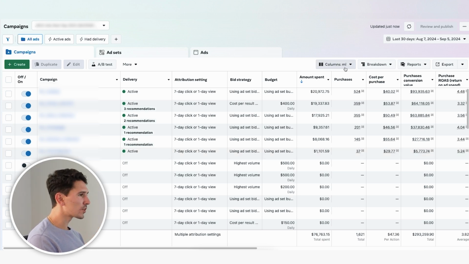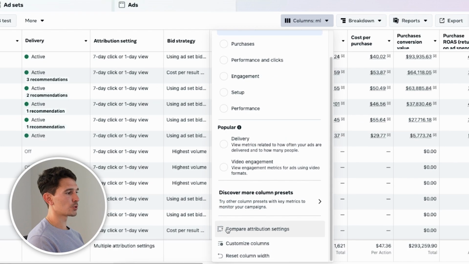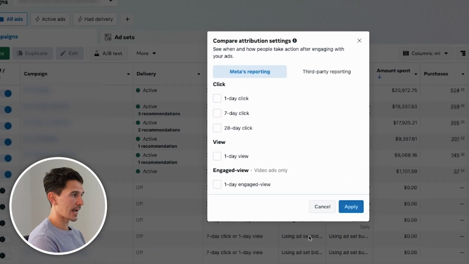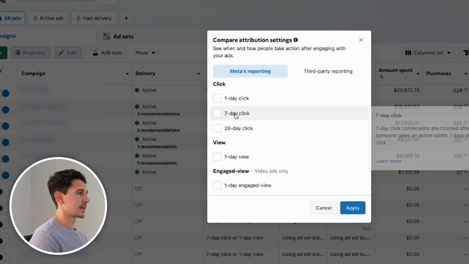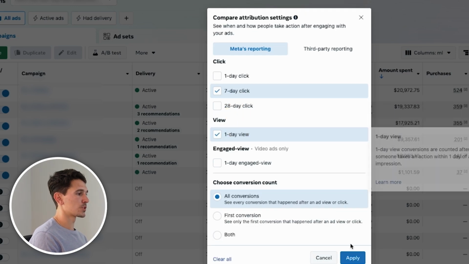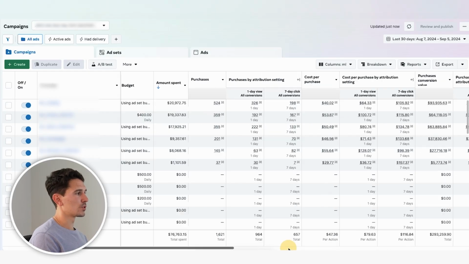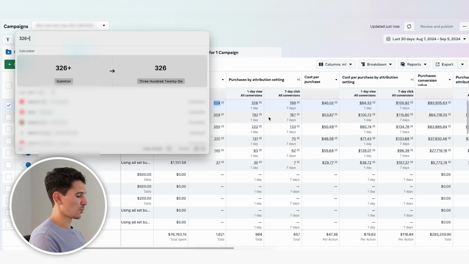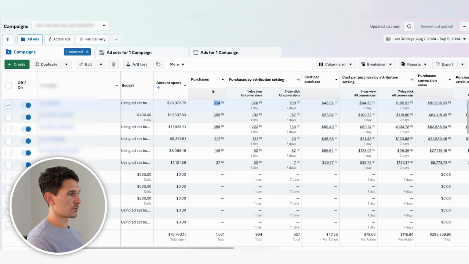What we always want to do, click on our columns and we're going to scroll down to compare attribution settings. It's going to allow us to just see the click attributions. What we like to do is select 7-day click and 1-day view. This will then break these down. You could see in this column here, we have 524 purchases, 326, 198, equals 524. These two equal this 524.